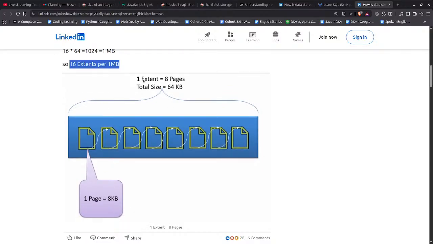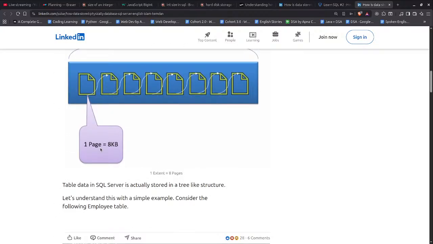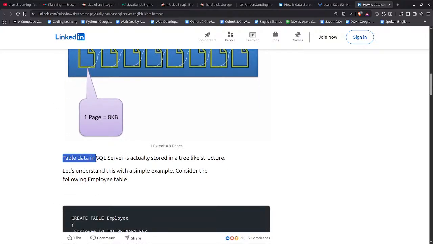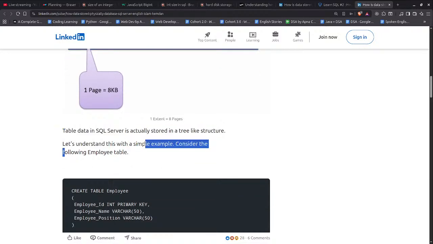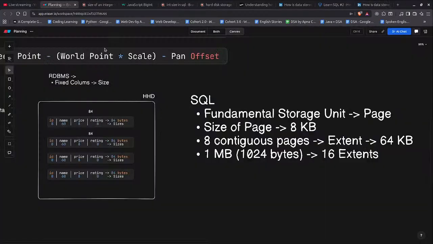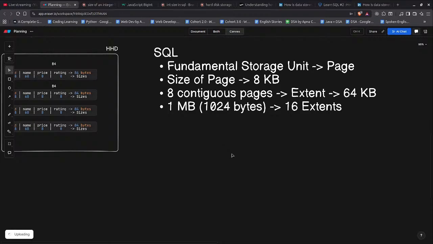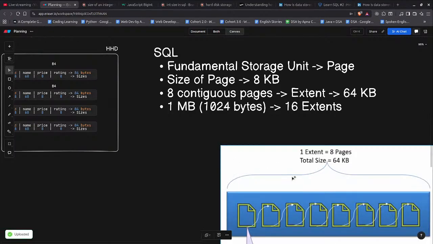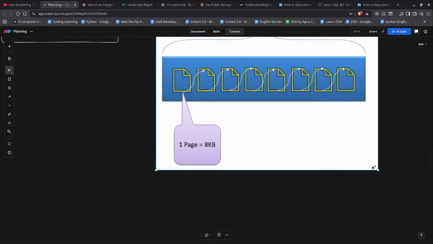So what's going to be there? One extent is going to have 8 pages. Total size is going to be 64 KB. So these are the pages 1, 2, 3, 4, 5, 6, 7, 8. 8 pages are there. This is the overall one extent, and the table in SQL Server is actually stored in a tree-like structure. Let's understand this with a simple example. But ultimately, this is one extent here. So let's simply copy the image and place it here. Alrighty, makes sense.